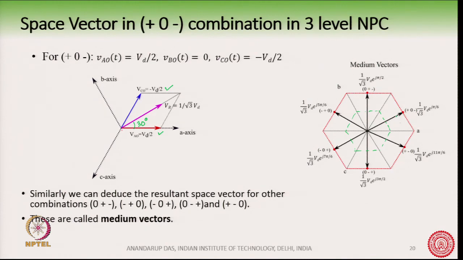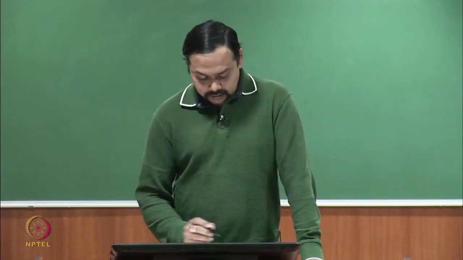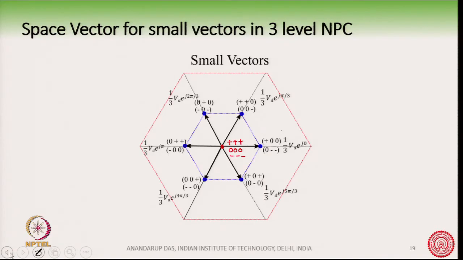Now, with this switching state combination of plus 0 minus, the resultant vector is here, okay, plus 0 minus, which is Vd by root 3 at an angle of e to the power j pi by 6, okay, at an angle of 30 degree. So, these vectors are called medium vectors. Okay. The vectors which we had obtained in this slide are called small vectors because their magnitude is equal to 1/3 Vd.